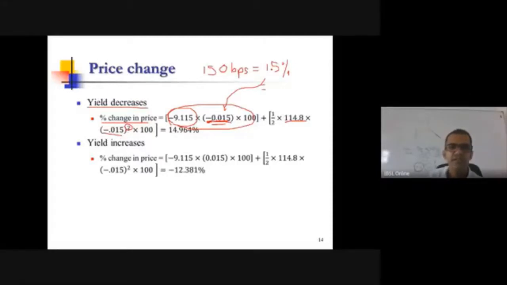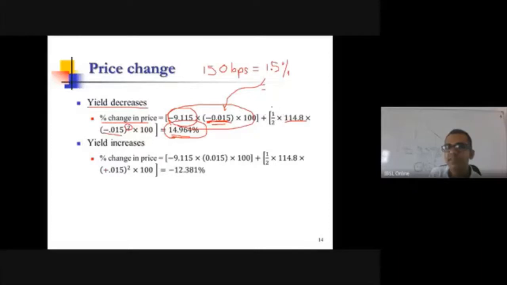So you can see there's a mistake. This should be plus. So you get 14.964% percentage change in the price. If yield decreases, price will increase by almost 15%. This will give you a much closer figure than what you get through duration alone.